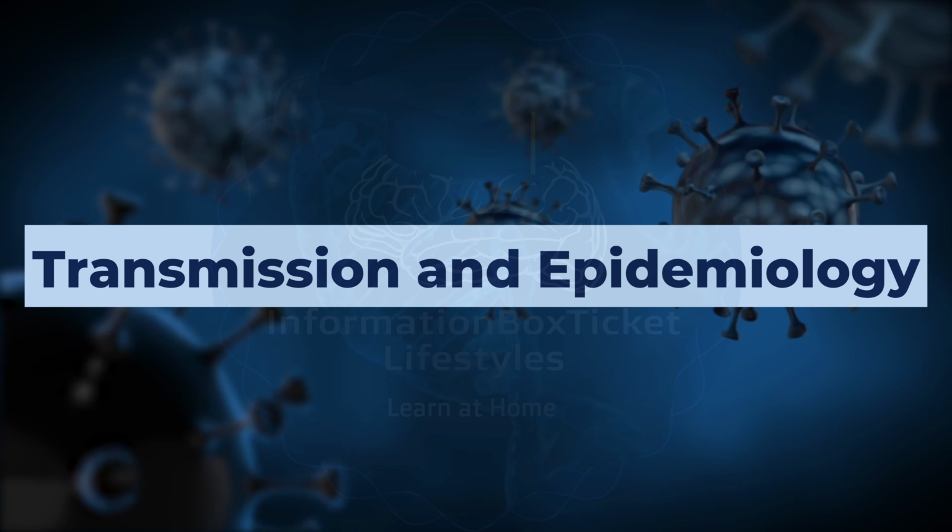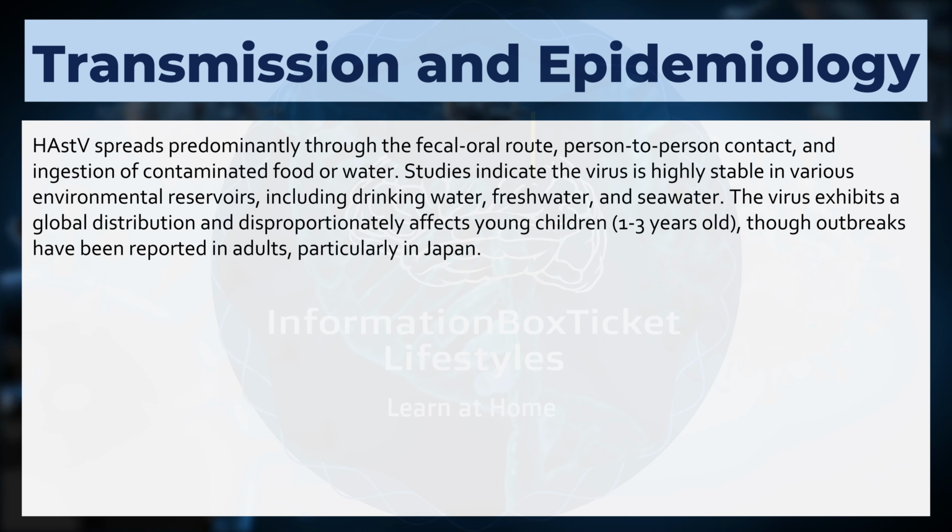Transmission and Epidemiology. Human astrovirus spreads predominantly through the fecal-oral route, person-to-person contact, and ingestion of contaminated food or water. Studies indicate the virus is highly stable in various environmental reservoirs, including drinking water, fresh water, and seawater. The virus exhibits a global distribution and disproportionately affects young children, 1 to 3 years old, though outbreaks have been reported in adults, particularly in Japan.